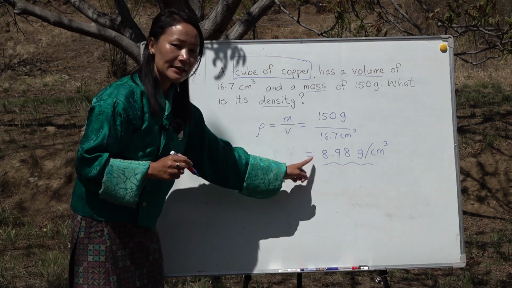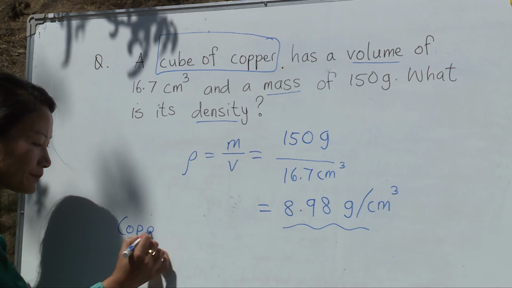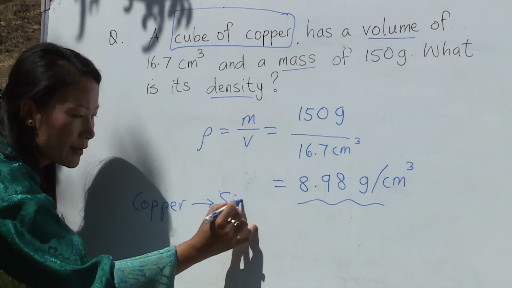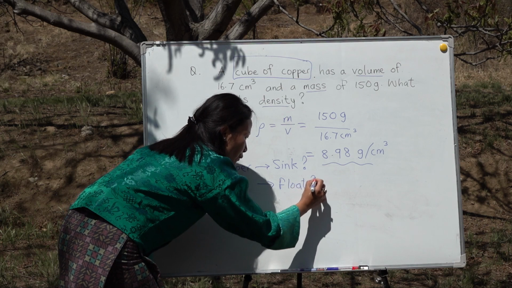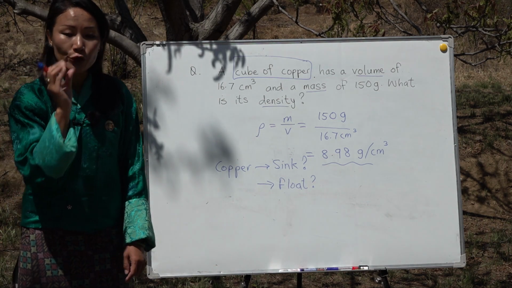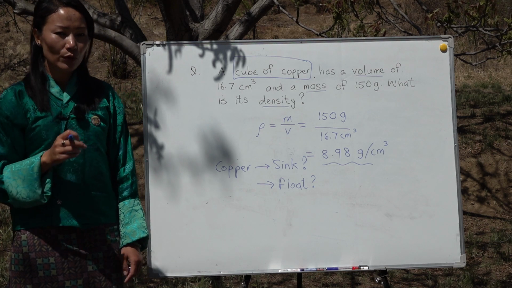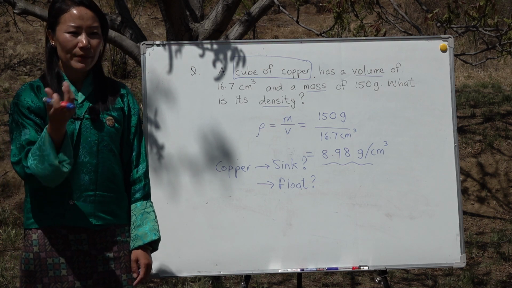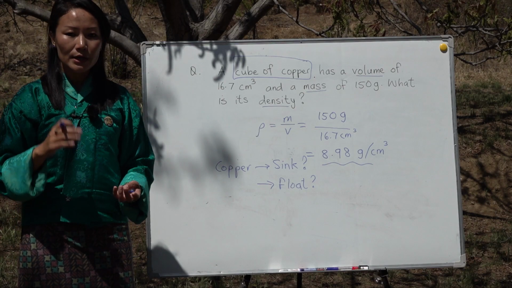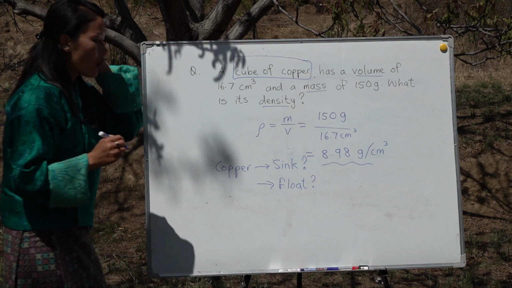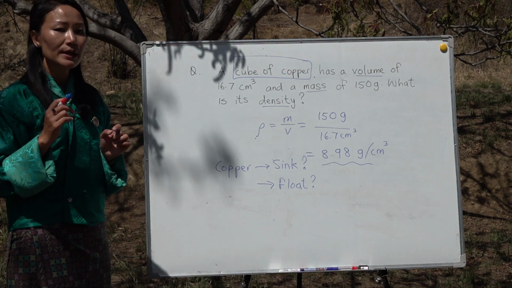Now, after getting the density, you can just think, will this copper sink in water or float in water? If you take a cube of copper or just a piece of copper and put it in the water, do you think it will float or sink? We know because copper is heavy, so it will sink. But today you will learn why does the copper sink. The copper sinks because the density of copper is 8.98 gram per cubic centimeter.